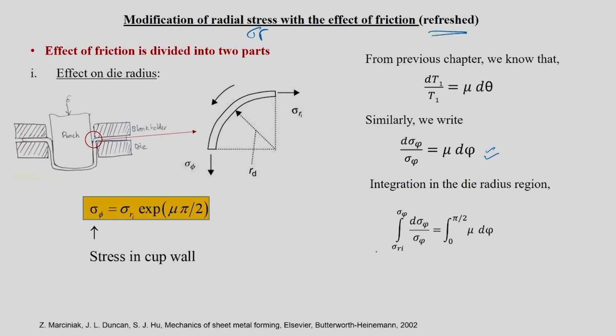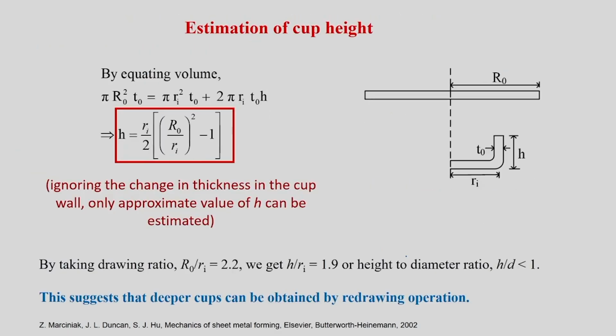From this we can integrate in the die corner region, and we can get this particular equation for sigma phi, which is the stress in the cup wall, equal to sigma R exponential mu into pi by 2. That can be obtained from this integration. So, just one small change that we wanted to look into. Now let us go ahead.